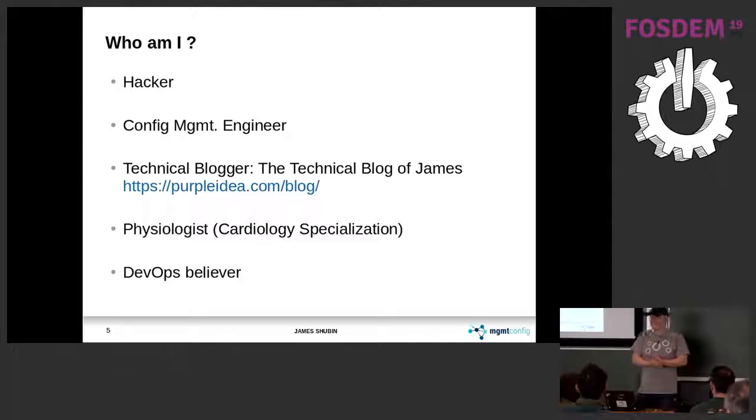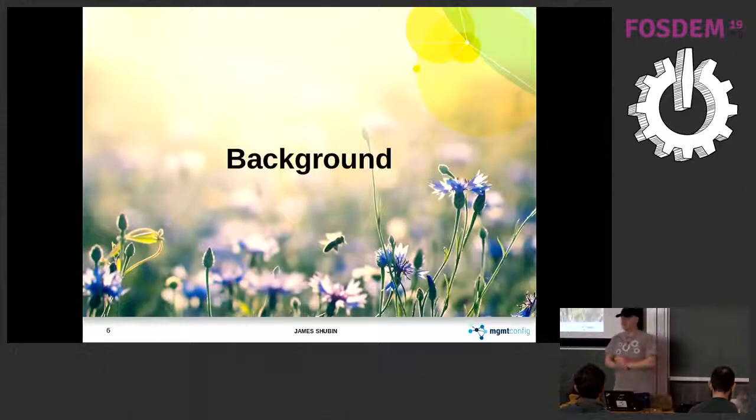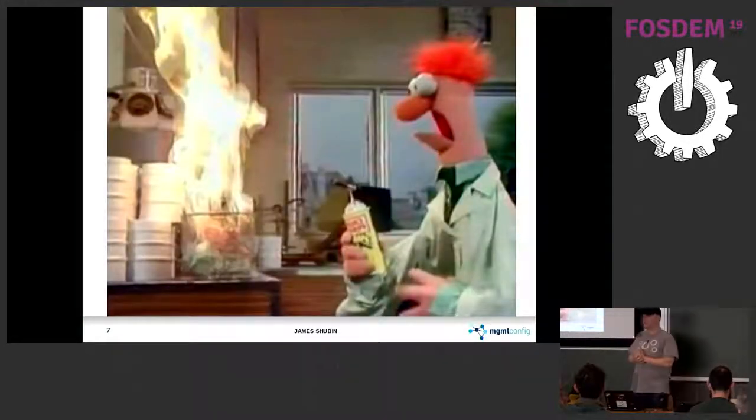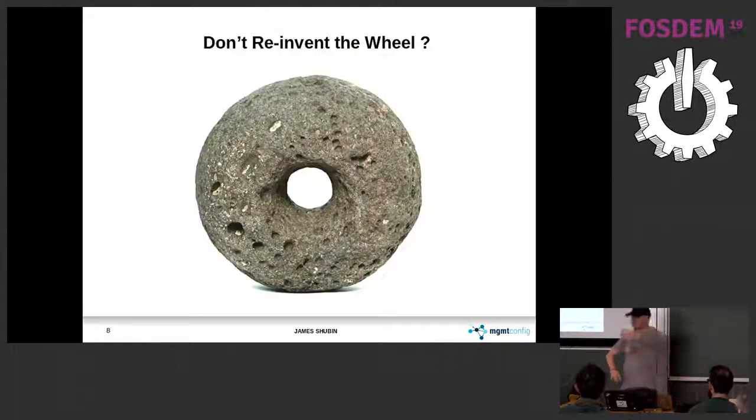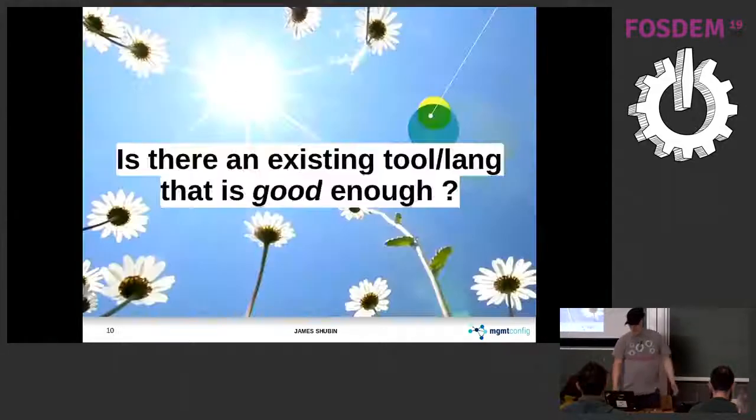I'm actually a physiologist by training, so I used to do a lot of stuff on cardiology, and my goal is really research and things like that. I've been really into DevOps, and I used to do a lot of stuff with Puppet, and everything was a big trash fire, and it was pretty terrible. I didn't want to reinvent the wheel if there were existing tools, but I didn't like this wheel. It was kind of a shitty wheel. I want the new shiny wheel. So I basically came and I was like, is there an existing tool or language that is good enough? This was the question that I was asking myself.